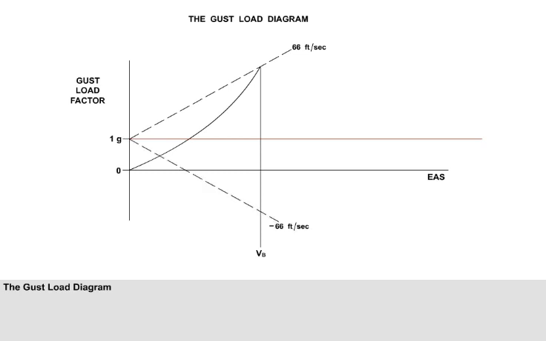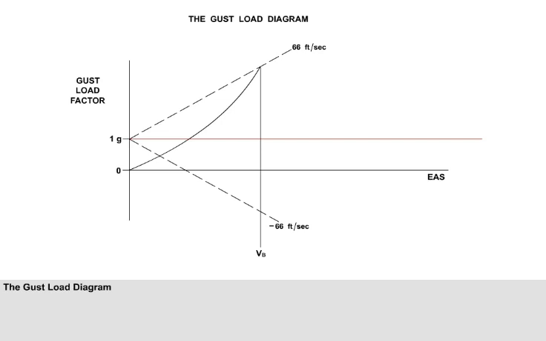If an aircraft experiences a 66 feet per second vertical gust while flying at VB, it would stall before exceeding the limit load factor. In turbulence, an aircraft would receive maximum protection from damage by flying at VB. But later, we will see that other factors must be considered when flying in turbulence.